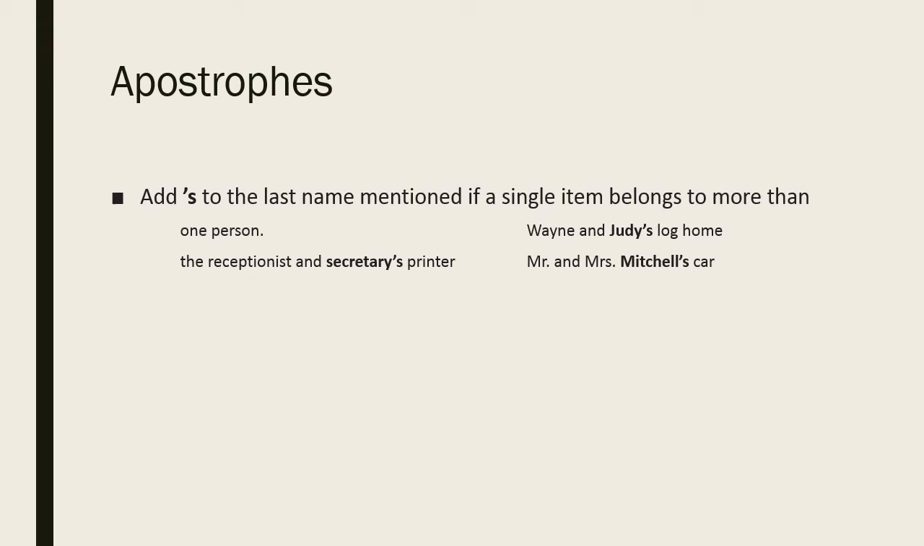So we use apostrophe and S on the last name in that particular group of nouns where we are talking about a single item belonging to more than one person. Mr. and Mrs. Mitchell's car. The receptionist and secretary's printer, which means this printer belongs to more than one person.